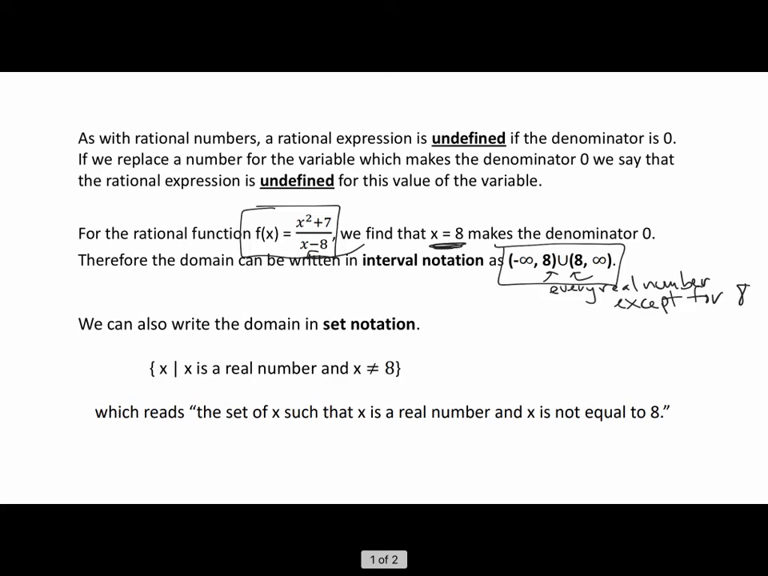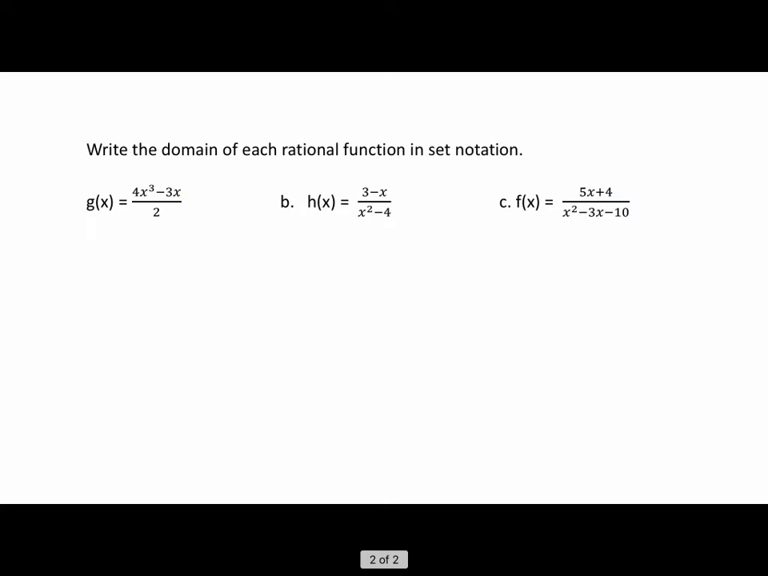We can also write this domain in set notation. So we start set notation with the squiggly bracket, and it says the set, that's what that notation means, the set of x, and then this bar means such that x is a real number and x not equal to 8. Or you could just put a comma there instead of 'and'. Either way, it means the same thing. So it reads the set of x such that x is a real number and x is not equal to 8. Let's write the domain of each of these rational functions in set notation now.